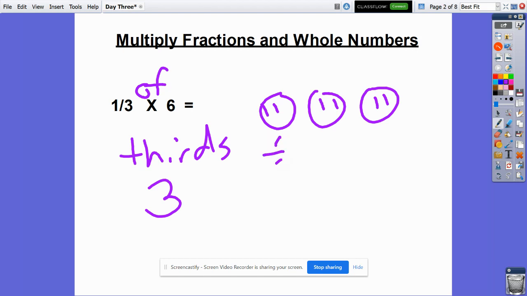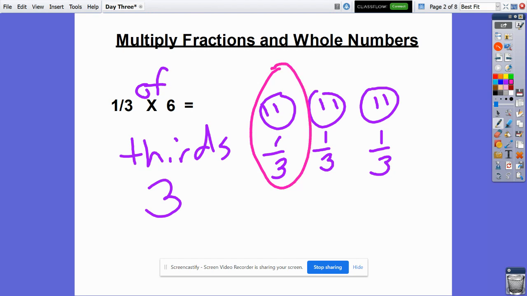This is 1/3, this is 1/3, and this is 1/3. I have 3 equal pieces, 2 in each. So how much is 1/3 of 6? Let's look and see. I need one of these thirds. Count with me. 1, 2. 1/3 of 6 is 2 because I took 6 and I split it into thirds. 1/3 of 6 is 2.